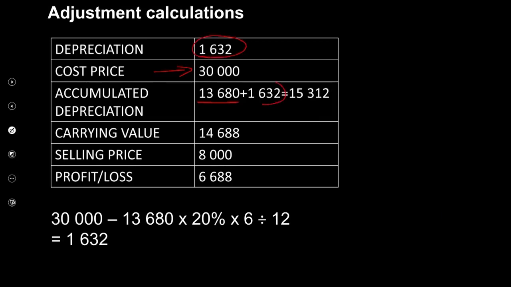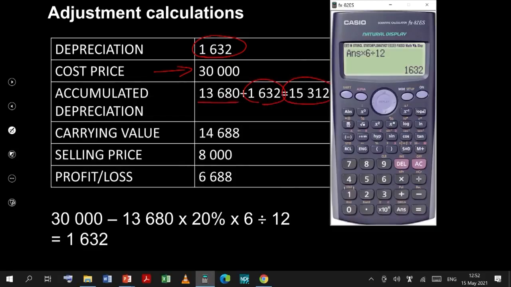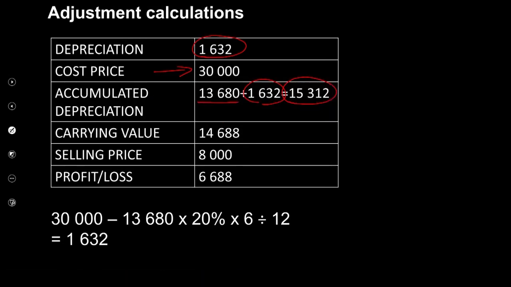Add it to my accumulated to give me a total accumulated of 15,312, right? Now you subtract from the 30,000, which was my cost price, my accumulated of 15,312 to give me a figure of 14,688. There's my carrying value. I sold it for 8,000 Rand. Clearly you can see that your selling price is less than your carrying value, indicating you've made a loss. A loss of how much? 6,688 in this case here.